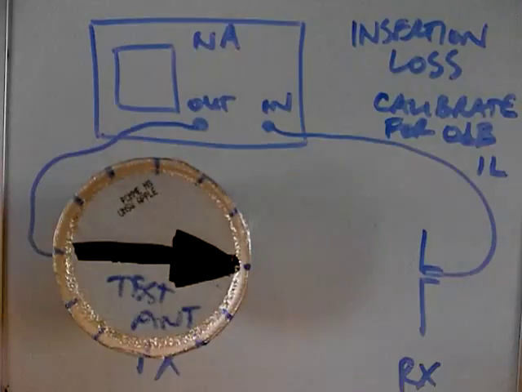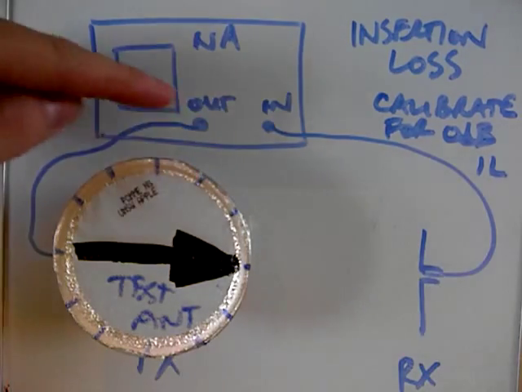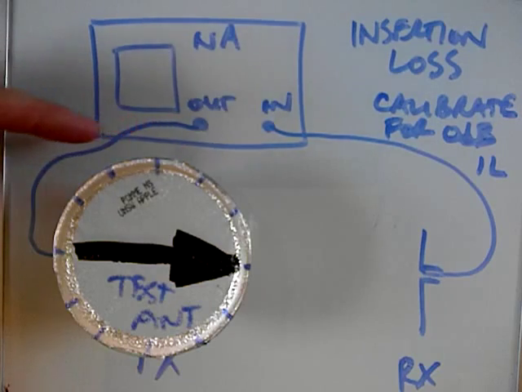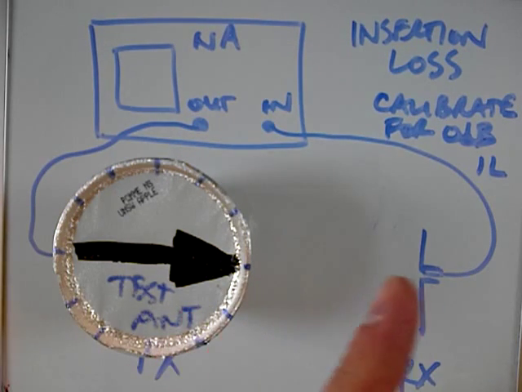Okay, part 2. So now we have everything set up and we've calibrated. Everything is connected with cables. So from the output, the cable is connected to the test antenna, signal travels out into space through to the receive antenna and back to the input port.